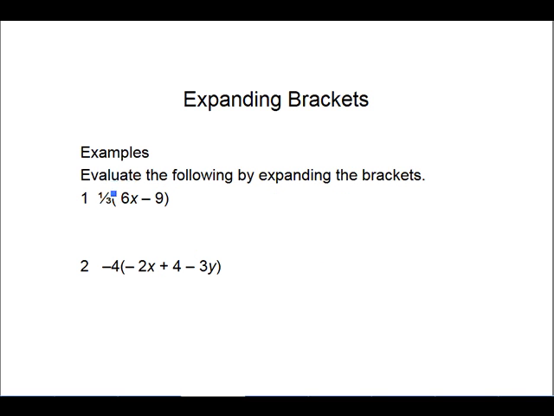So once again, a few more examples. So it's 1/3 times 6x, which is 2x. You can write it down if you want to. And 1/3 times -9, which is 3. Here the -4 gets multiplied by each term inside the brackets. Remember, 2 negatives make a positive in multiplication because we're multiplying them together.